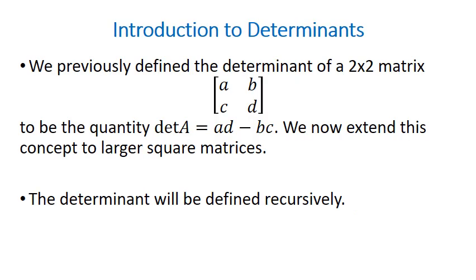We've already talked about the determinant of a 2x2 matrix, and you may recall that the determinant of a matrix is found by finding the product of these and subtracting the product of these. But now we are going to get into finding the determinant of larger square matrices, and we are going to define them recursively, which means we're going to come up with a rule or a procedure that can be applied repeatedly.